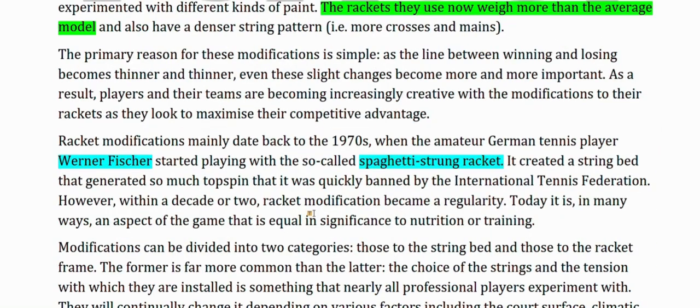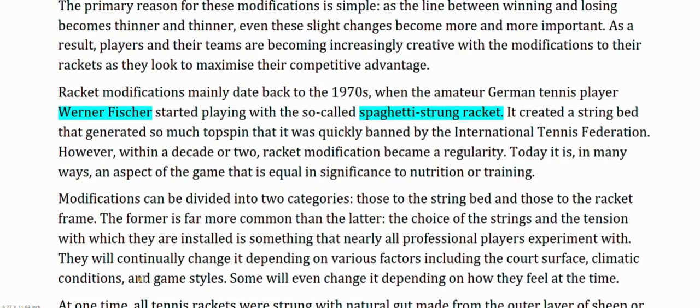Let's see. Okay, we will start from here. Modification can be divided into two categories. So there is something about modification here. Okay, those to the string bed, so there is a mention of string bed modification, and those to the racket frame. The former is far more. So what does former imply? String bed. So these are the words, the former. The latter, so latter is for racket and the former is for string bed. The former is far more common than the latter.